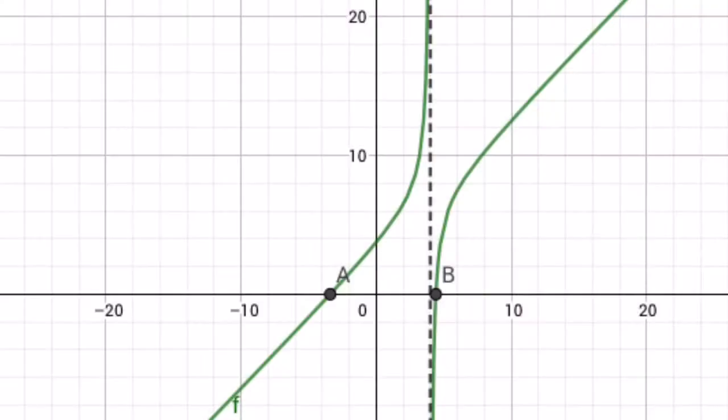I will show you the vertical asymptote of this function. It is at x is equal to 4.